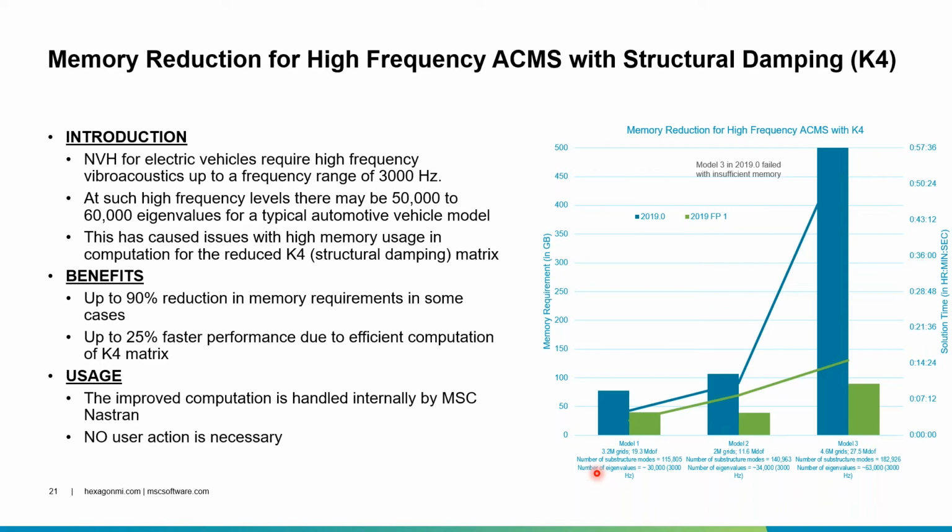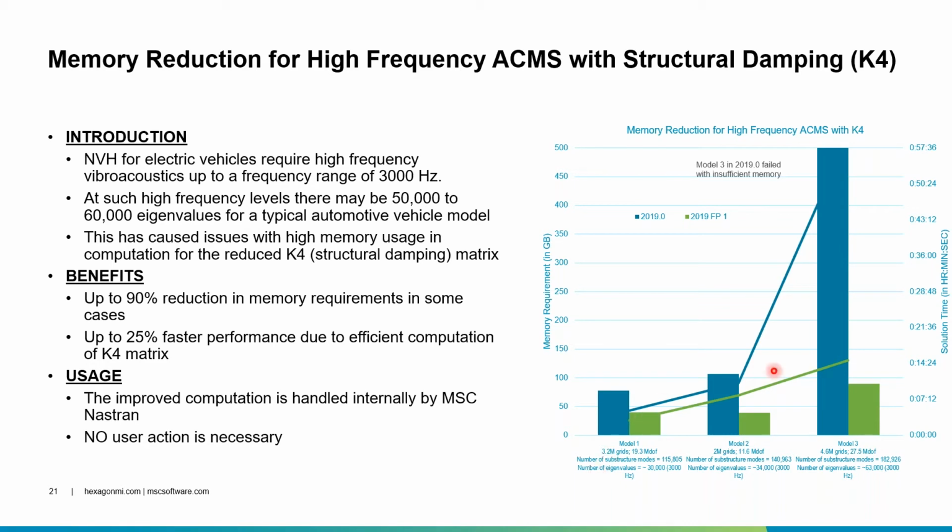So the benefit of this is it reduces about 90% of memory requirements in some cases, and it makes the performance 25% faster due to the efficient computation of K4 matrices. As for usage, there is no user action necessary. It is automatically done within MSC Nastran, and it's just improved computation, which is handled internally.